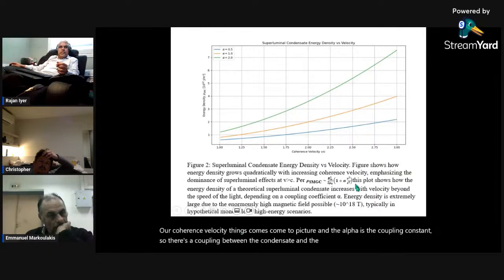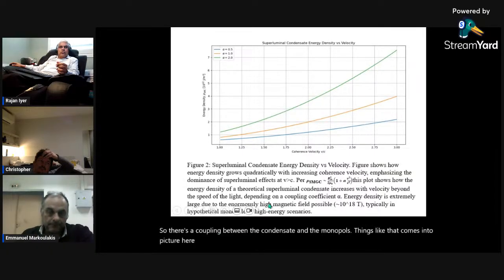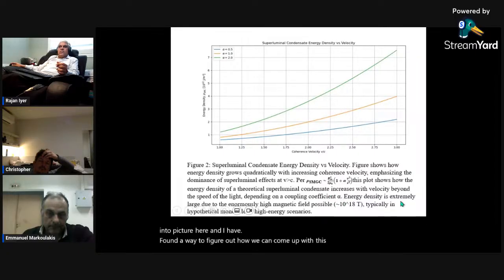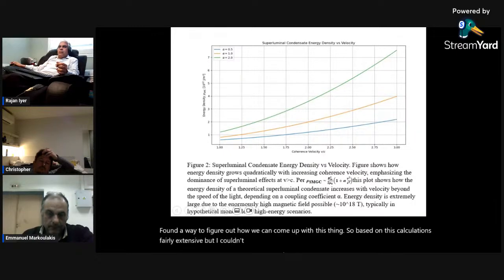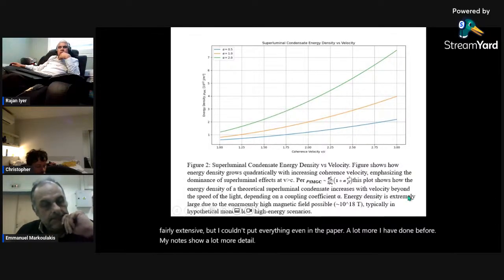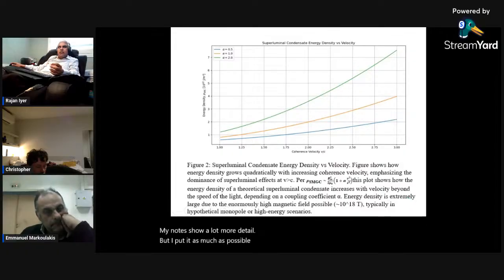That comes into the picture here, and I have found a way to figure out how we can come up with this. Based on these calculations, it's fairly extensive, but I couldn't put everything even in the paper. I have done a lot more before. My notes show a lot more detail, but I have put in as much as can be communicated. That makes sense: energy density is extremely large due to the enormously high magnetic field possible.